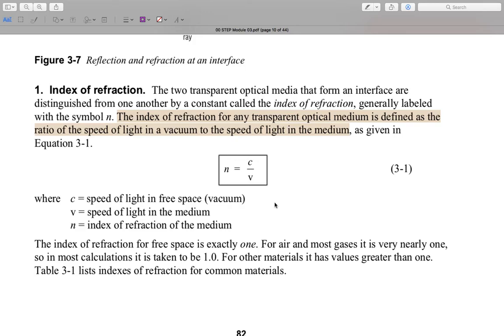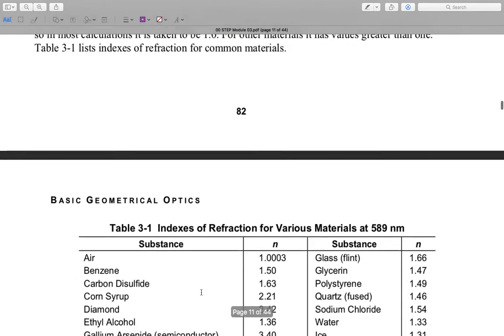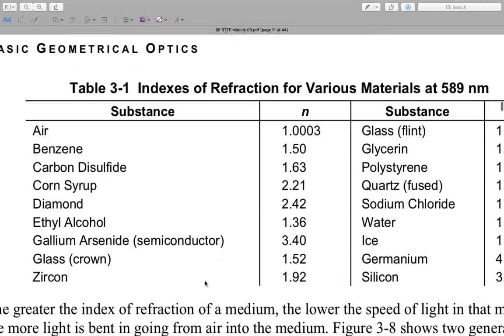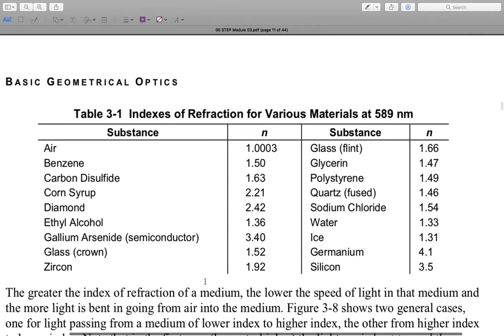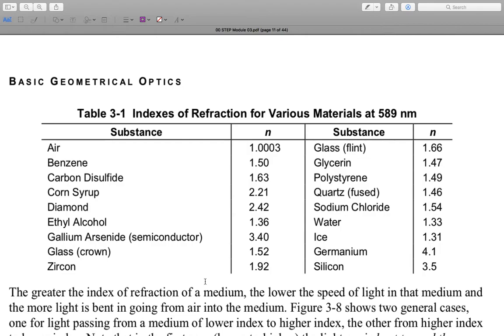So the index of refraction for free space is exactly 1. For air or most gases it is very nearly 1, so in most calculations it is taken to be 1.0. For other materials it has values greater than 1. Table 3.1 lists the index of refraction for common materials. We have the table here. You can see some materials and their index of refraction in nanometers.